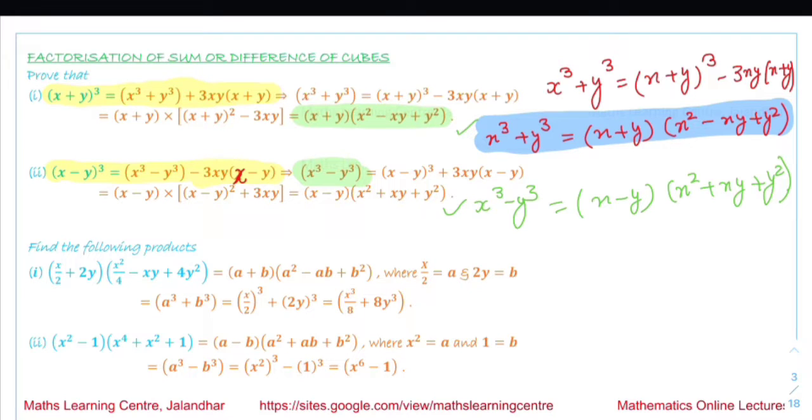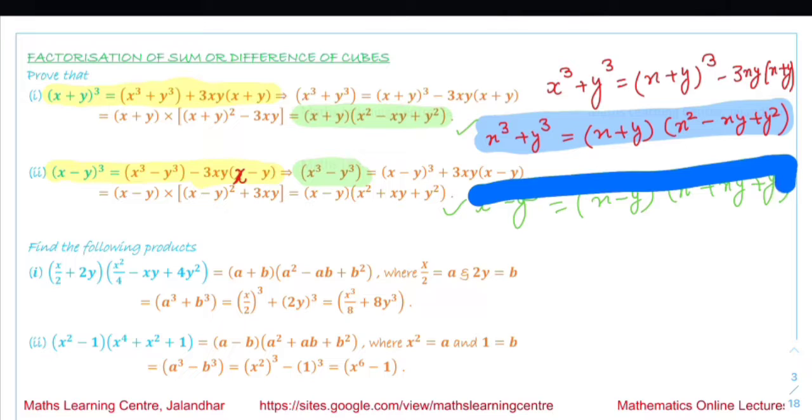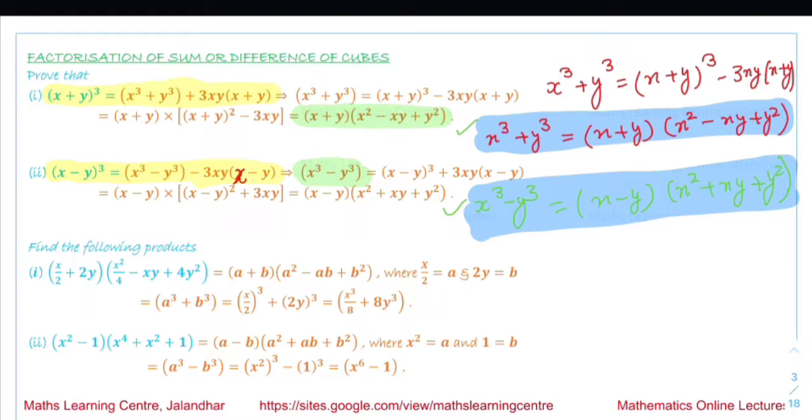So now we are going to solve some problems based on these two formulas: x³ + y³ = (x + y)(x² − xy + y²), and x³ − y³ = (x − y)(x² + xy + y²). Now the first question we have is to find the following products: (x/2 + 2y)(x²/4 − xy + 4y²).